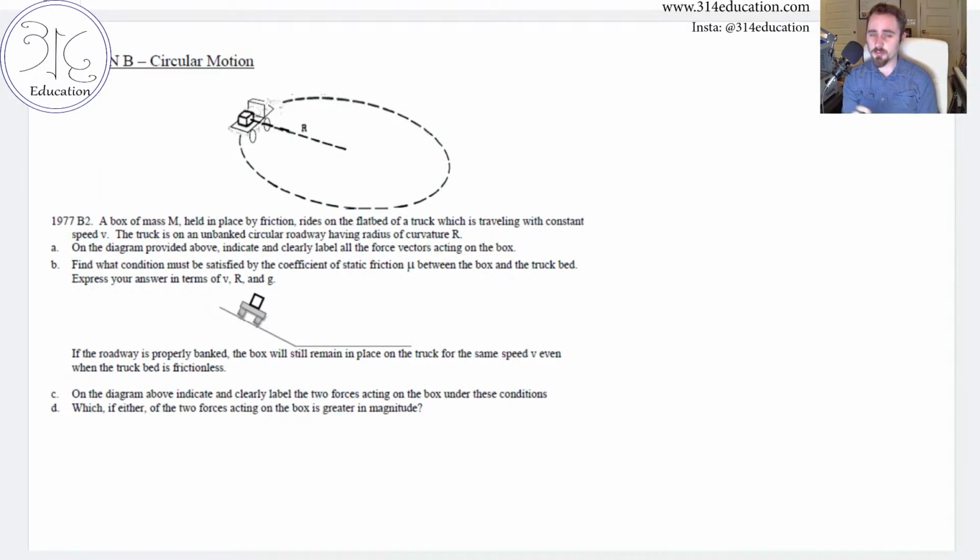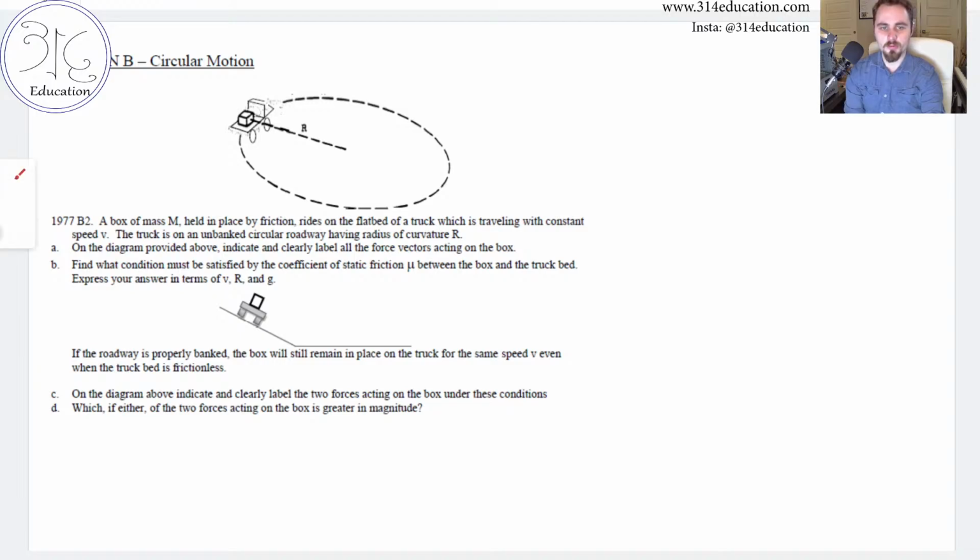So we're jumping back to circular motion. We do have a gravity FRQ buried in here, but we'll begin with the circular motion one. We've got a box on the back of a truck. A box of mass m is held in place by friction, rides on the flatbed of a truck which is traveling with a constant speed v. The truck is on an unbanked circular roadway having a radius of curvature r. On the diagram provided above, clearly indicate and label all the forces acting on the box.